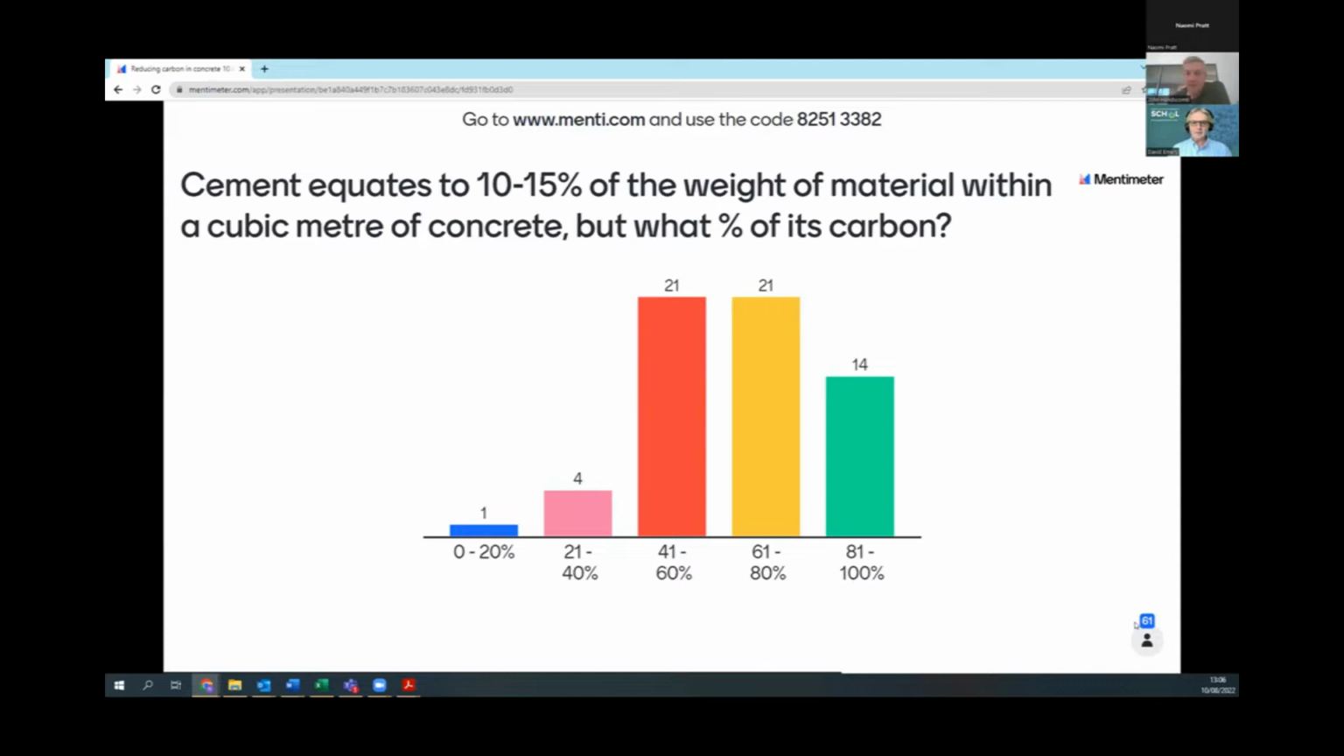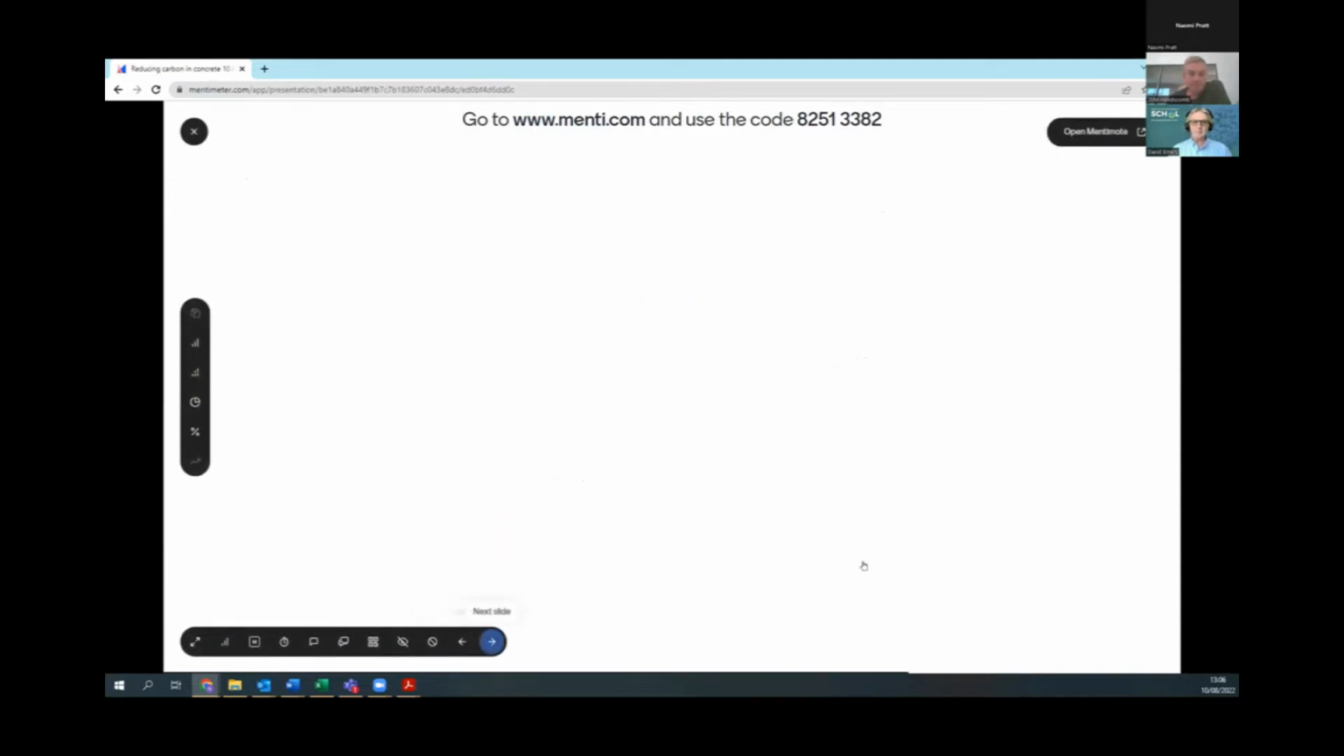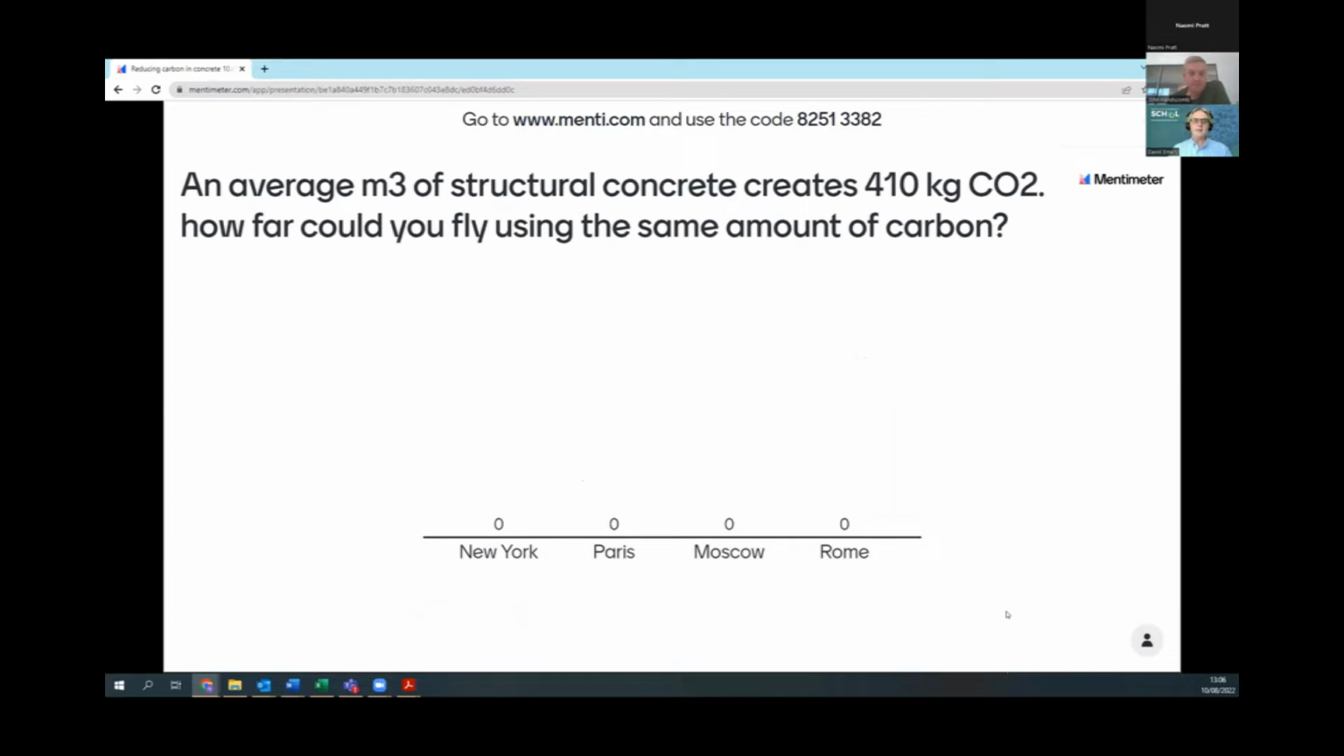And I think we have a fourth and final question, Naomi. Thank you. So an average cubic meter of structural concrete creates 410 kilograms of CO2. How far could you fly using the same amount of carbon?